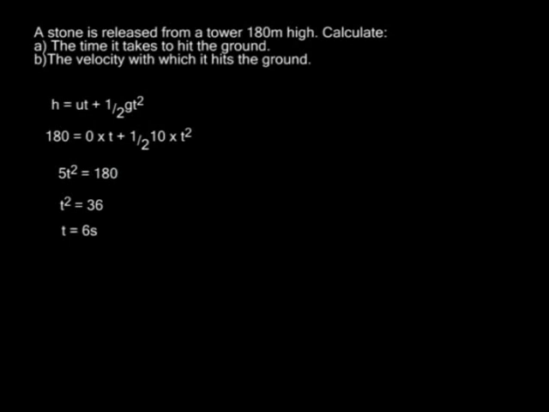For b, the most appropriate equation is the first one. v is equal to u plus gt. v is equal to 0 plus 10 times 6 and it's equal to 60 meters per second.